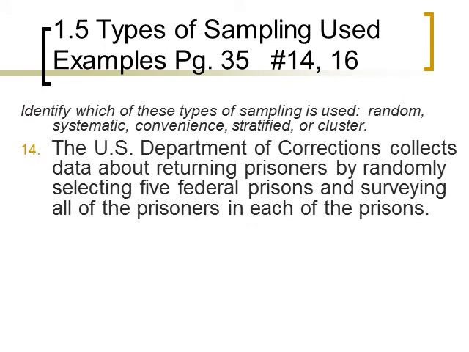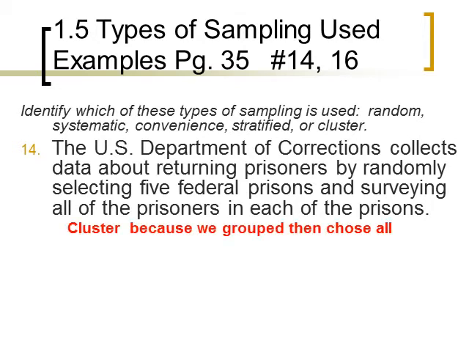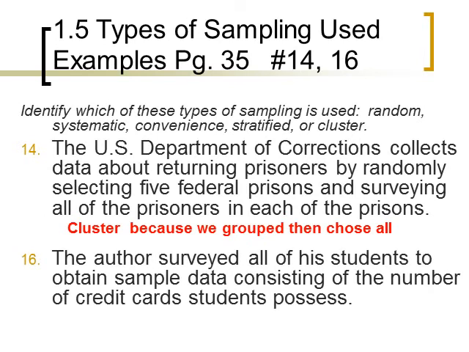Question 14 says the U.S. Department of Corrections collects data about returning prisoners by randomly selecting 5 federal prisons and then surveying all of the prisoners in each of the prisons. So if we pay attention to this, this is a grouping approach. We're grouping it by prisons, and then we're randomly selecting 5 prisons and surveying all of the people in them. So that is a cluster approach because we're grouping and then we're choosing all.